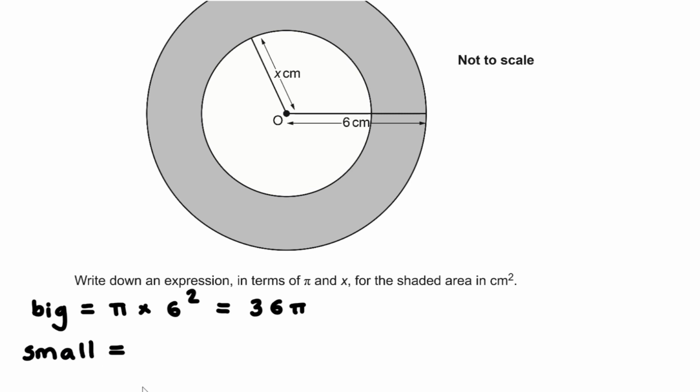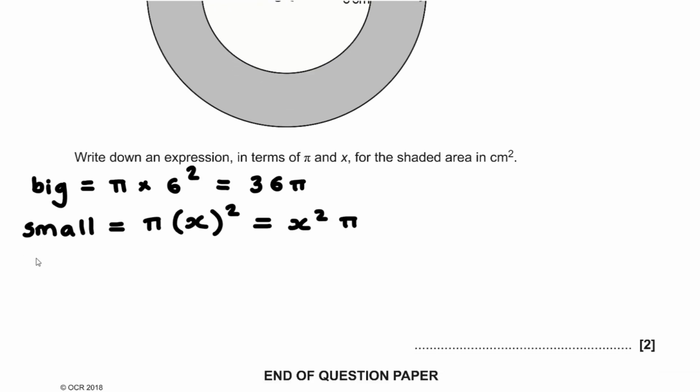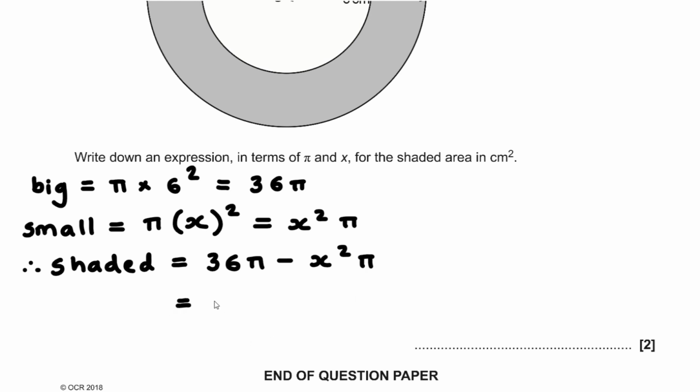The small area, we've got pi multiplied by x squared, which is x squared pi. So therefore, for the shaded, I've got the big area, 36 pi, subtract x squared pi, which is the small area, and if I factorise out pi, we have 36 subtract x squared, multiplied by pi.